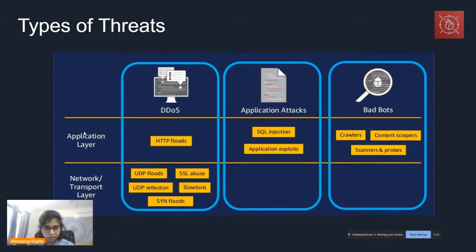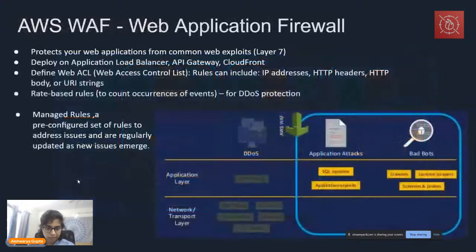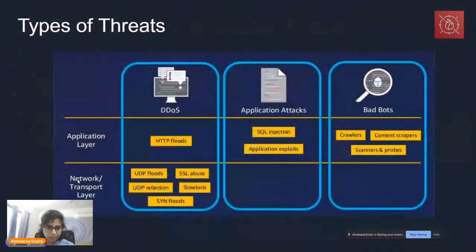Since WAF only gives us protection against the application layer, Shield also covers the different attacks that come in from the network and the transport layer as well. So TCP floods, UDP floods, the abuse of the SSL port that can be open in your specific instances, or various attacks such as the SYN flood attack.